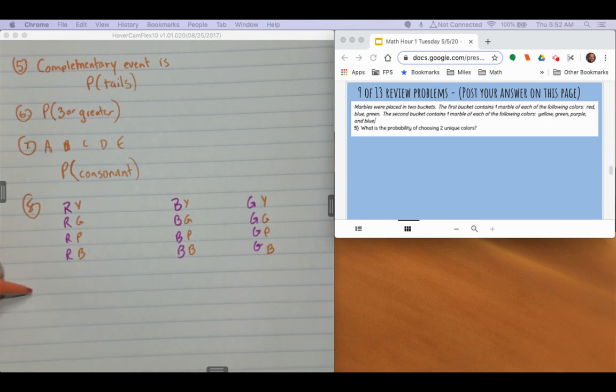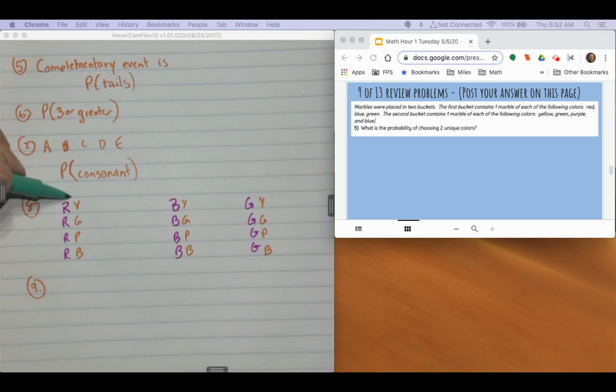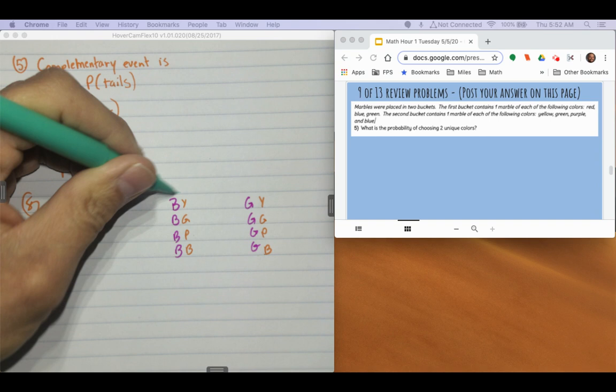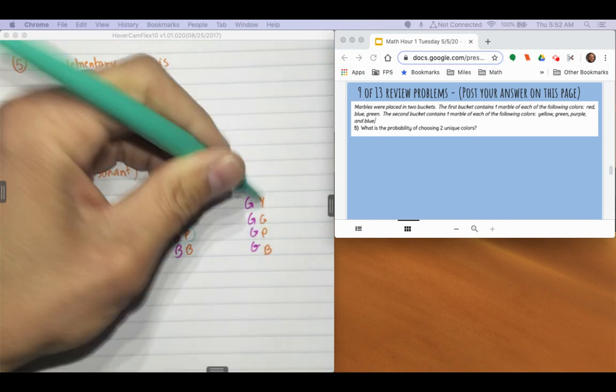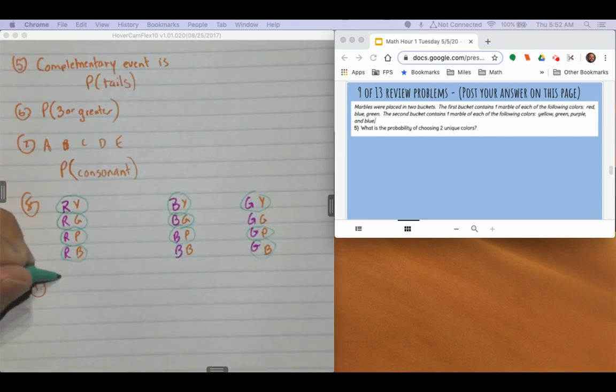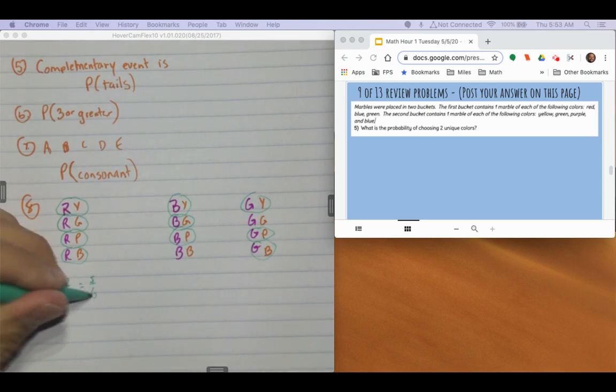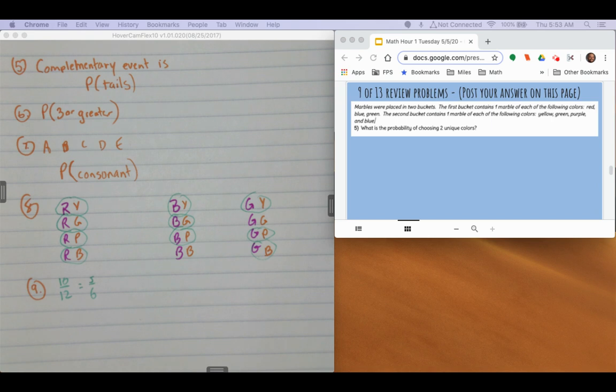Number 9. What is the probability of choosing 2 unique colors? So that is 2 different colors. If I look through this, different, different, different, different, different, different, different, same, different, same, different, different. So I believe I have 10 out of 12, which I could write as 5/6 would be the probability of choosing 2 unique colors. That just means that both colors are different. They're not the same colors. Okay.